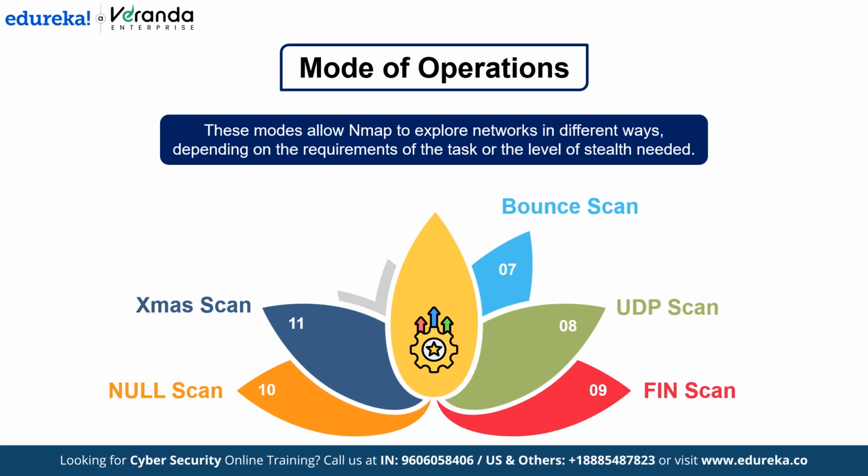Then we have the Xmas scan. This creatively named scan sets multiple TCP flags simultaneously, resembling the lights of a Christmas tree. It's designed to probe and identify open ports but is less common today due to its higher detectability. Next comes the ACK scan. The ACK scan doesn't identify open ports directly, but instead checks for the presence of a firewall or filtering rules. It's more of a reconnaissance tool than a direct port scanner.